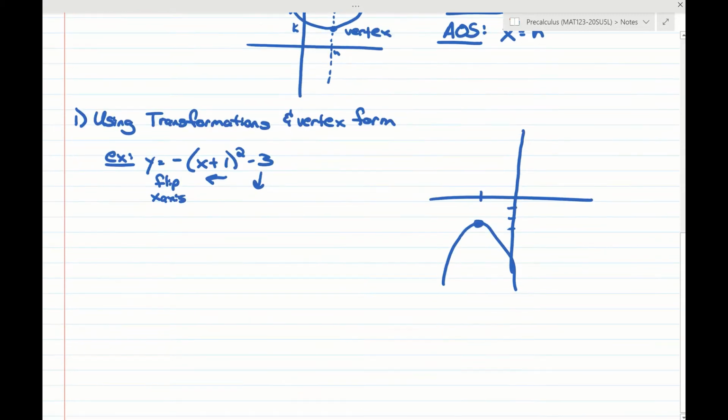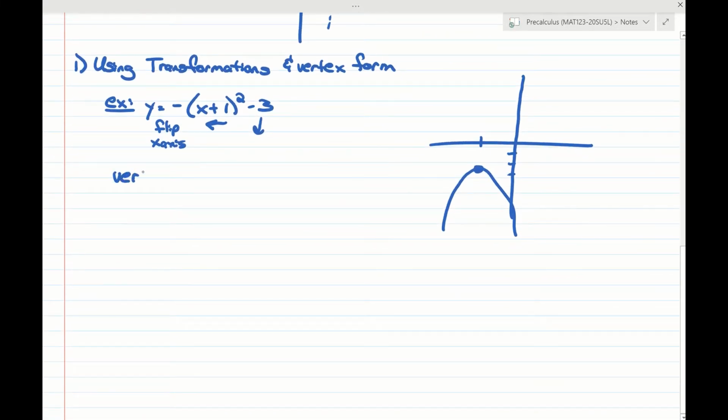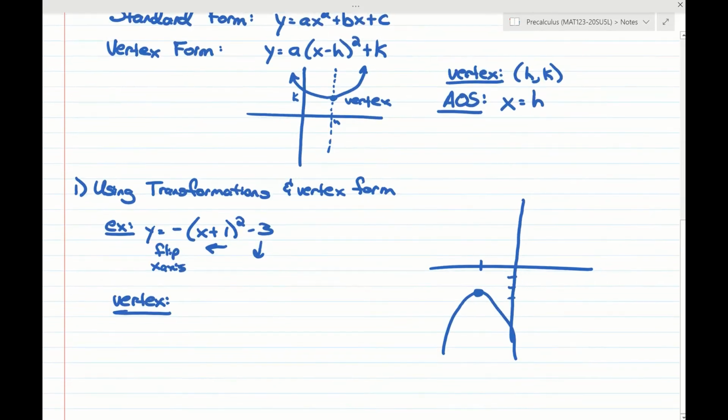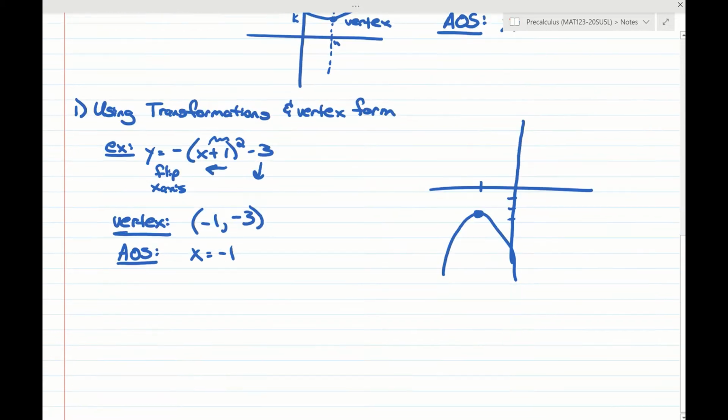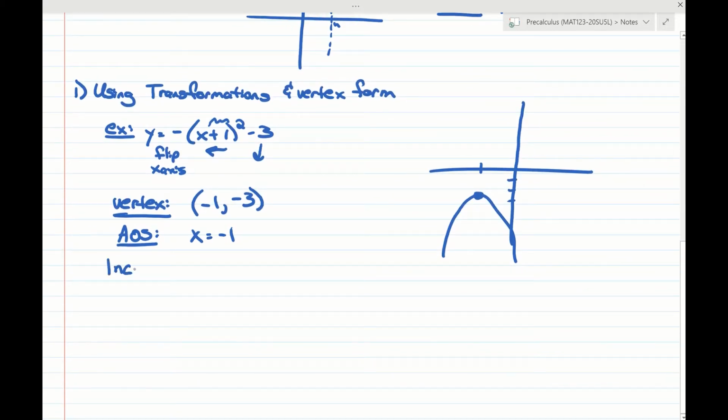All right, so let's go through our components. First thing, what would the vertex be? Well, we could just look at the equation. In vertex form, remember when we were talking about a circle, we said we always take the opposite of what's on the inside. So we're going left 1, so you could either think of it as the opposite or just going left 1, so that would be negative 1, and then down 3. The equation of the axis of symmetry would be x is equal to the h value. And then we should also talk about the intervals where the graph is increasing and where it's decreasing.